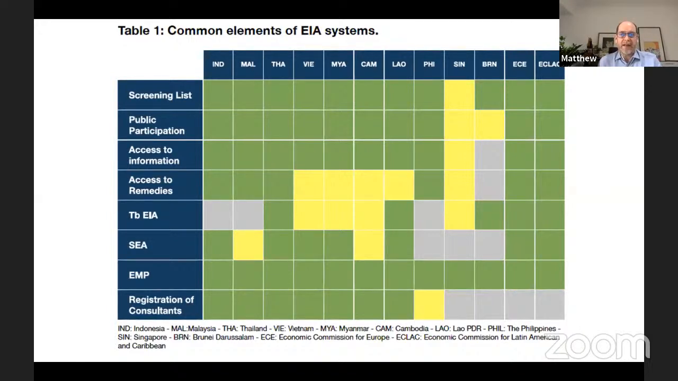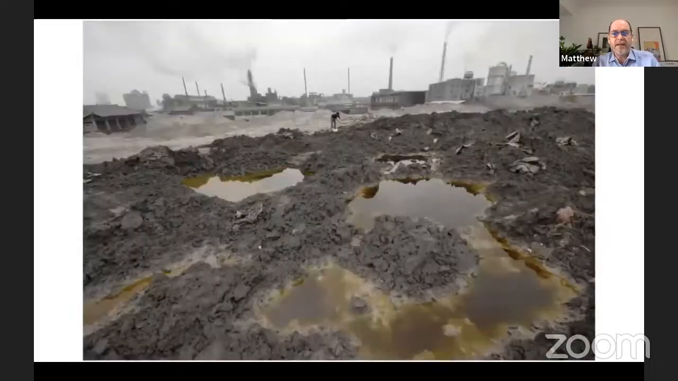ASEAN is facing many challenges at the moment, and perhaps environmental impact assessment is not on the top of the list. But environmental impact assessment, including transboundary EIA, including strategic environmental assessment, are a way of looking at development and ensuring that correct assessment, correct mitigation, correct avoidance can lead to better decision making and better results. One thing I always leave is what we want to avoid.